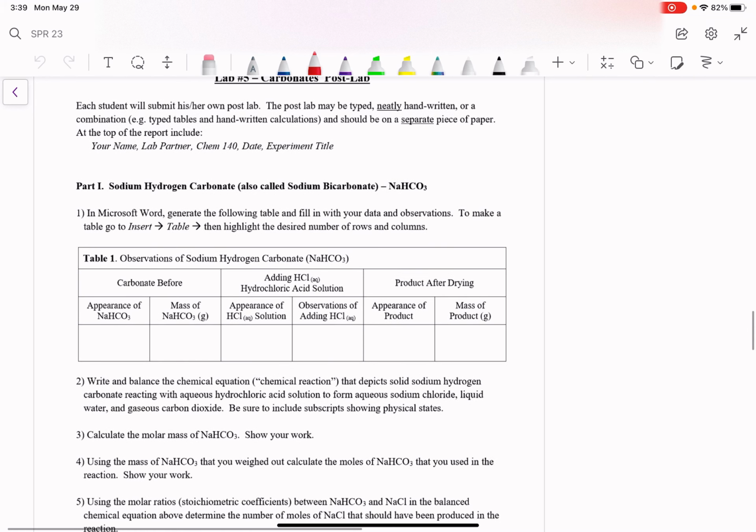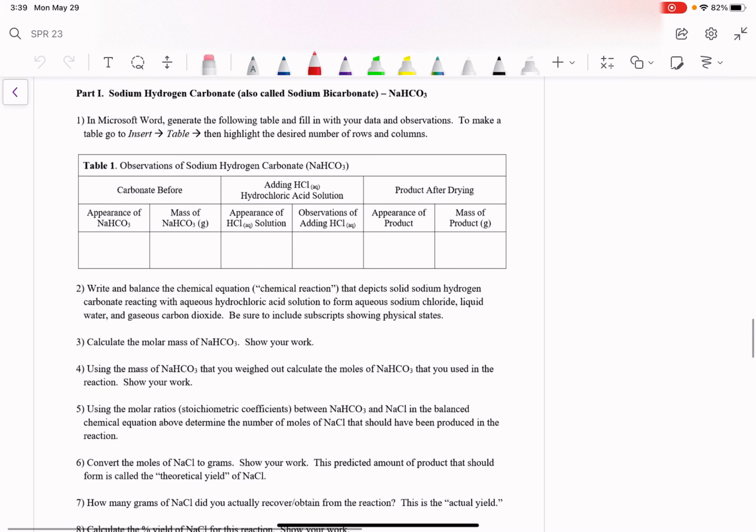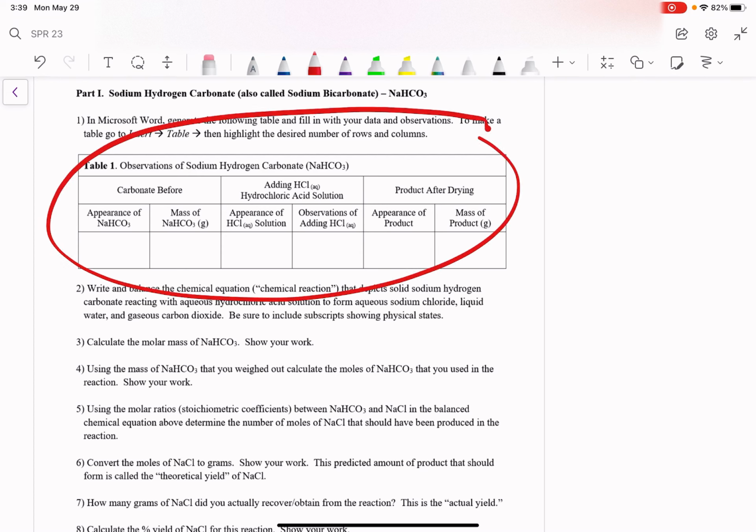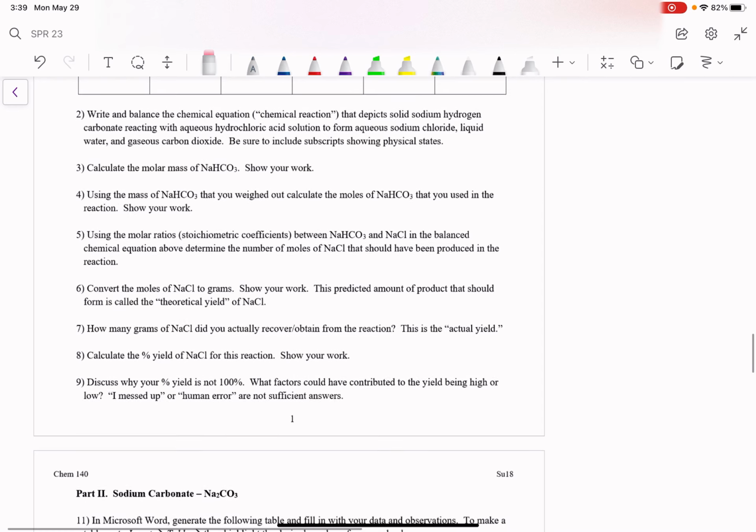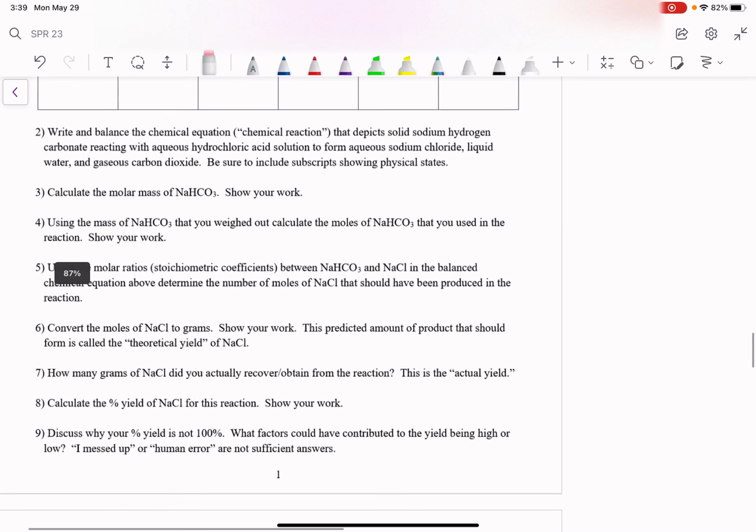So for the first part, you're gonna generate your table, and this will look exactly like it does in your lab notebook. So we just want your observations and some of the data that you took. For number 2, let's look at this a little bit.